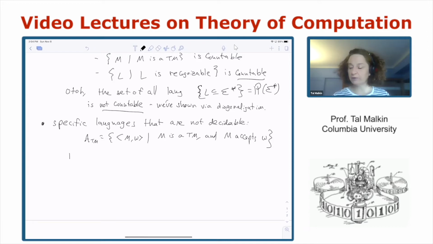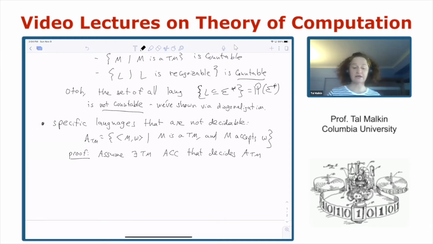And just a quick recap of the proof. You've already seen this proof. I just want to recap it because I want to make the point that this same proof is in fact a proof by diagonalization. So assume towards contradiction there was a Turing machine, let's call it accept, that decides ATM.